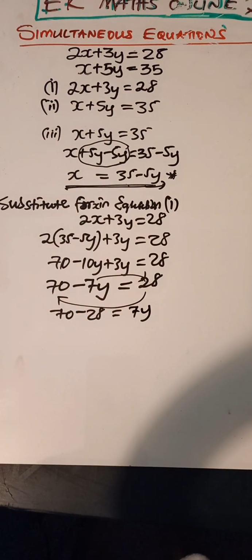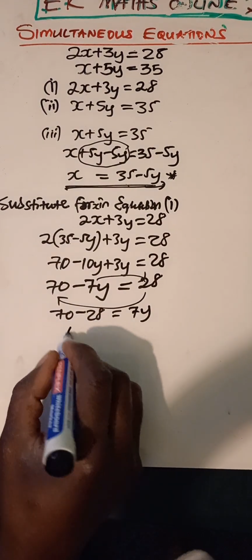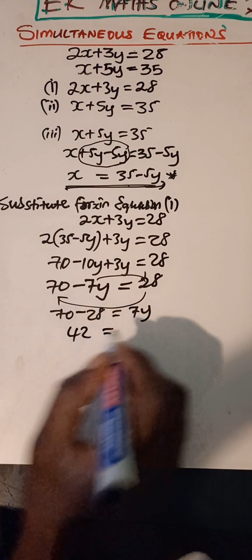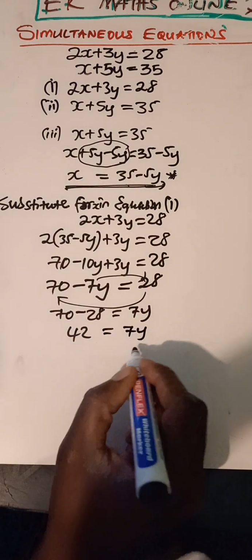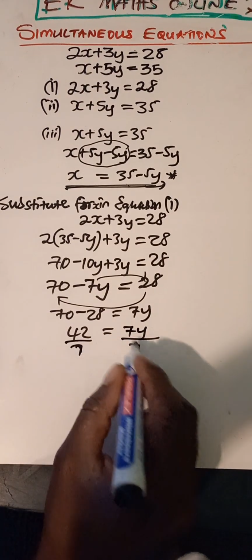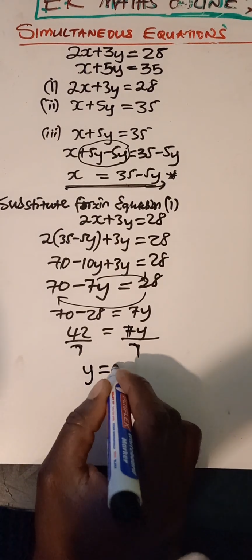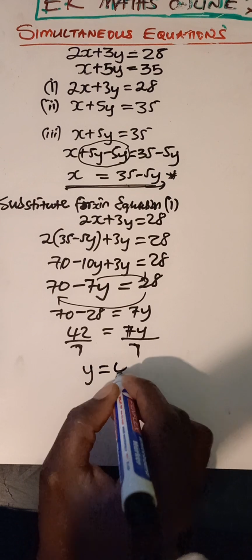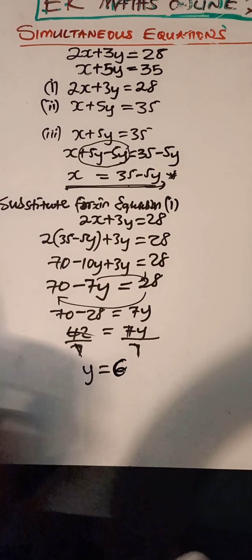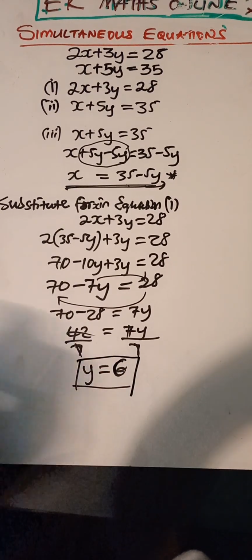So this is what we have now. We're saying 70 minus 28 is equal to 42. 42 is equal to 7y. So we're dividing by 7 both sides. So our y will be equal to 6. 7 goes into 42 6 times. This will be the value of our y.